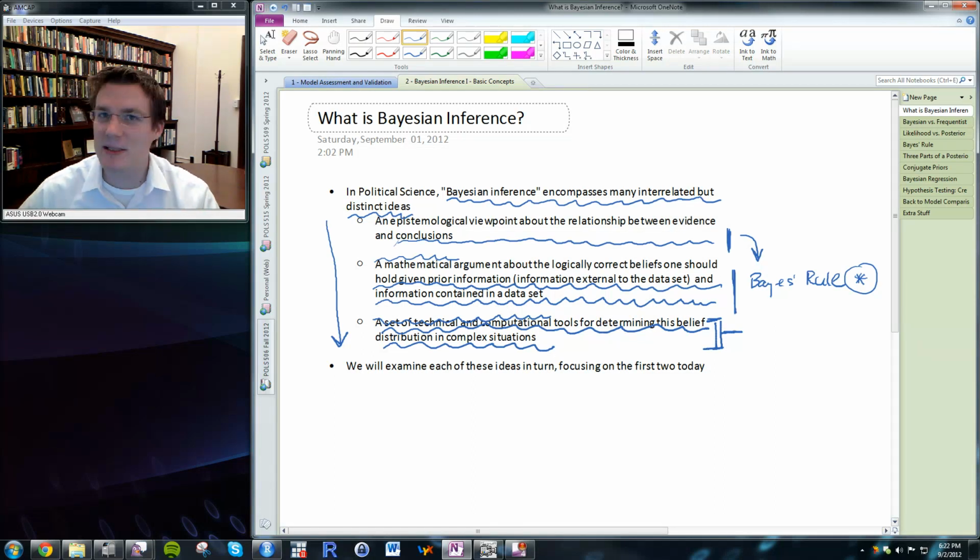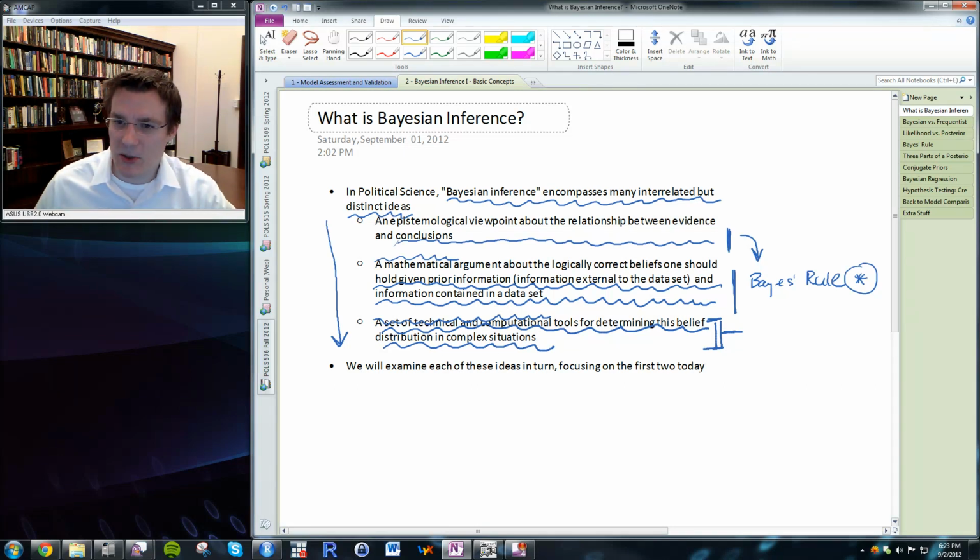A frequentist, for example, might find Markov chain Monte Carlo sampling, which is something we'll talk about later, to be a useful way of estimating some parameter that they're interested in. MCMC is typically associated with Bayesian statistics, but that doesn't mean that a frequentist would necessarily accept a Bayesian viewpoint on the world, a Bayesian way of thinking about how evidence and conclusions are linked.